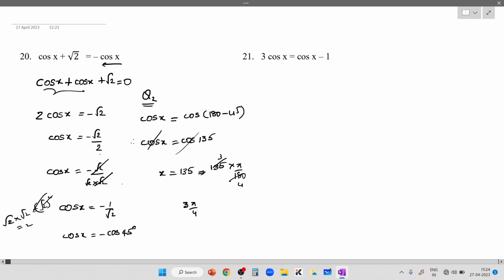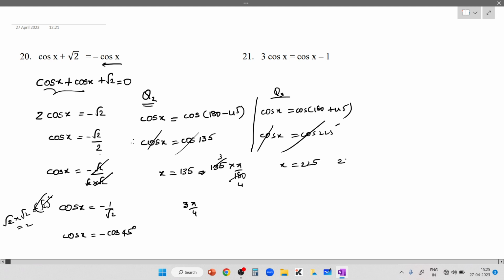Or, cos is negative in the third quadrant too. So that will make us write the angle as cos of 180 plus 45. So cos x is equal to cos 225. So x is equal to 225. If I want to write in terms of radians, I need to multiply with pi by 180. So again 45 fours are 45, 45 fives are. So that will become 5 pi by 4.